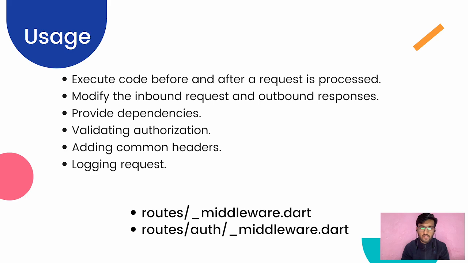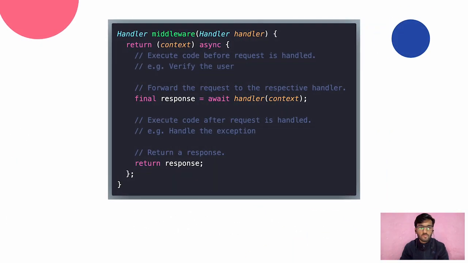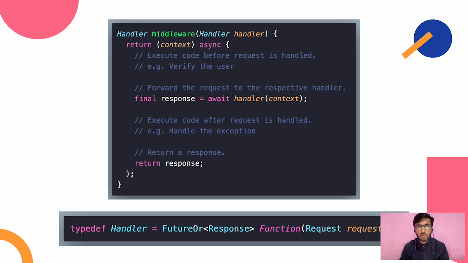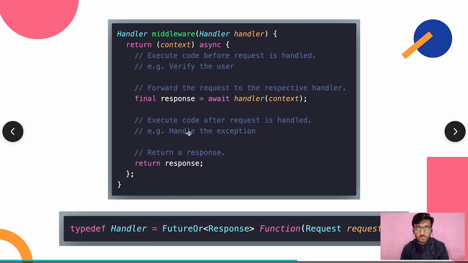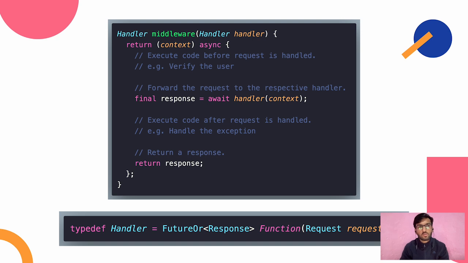So now let's see one example of the middleware. Every underscore middleware dart file should have this function, and the name of the function is middleware, and this function should accept one handler and return a handler. And handler is nothing, just a type definition for the future or response. So here, basically, a handler is used to accept a request and return a response. Sometimes a handler can handle these requests themselves, or they can do some operations on the request and forward it to another handler. And this type of handler is known as middleware.